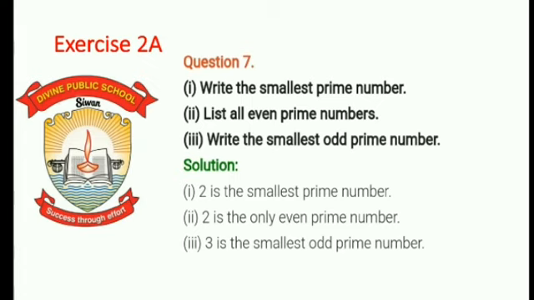On the next slide, we will discuss the seventh question of this exercise. Write the smallest prime number. List all even prime numbers. Write the smallest odd prime number. Here you can see the three answers of this question. 2 is the smallest prime number, second, 2 is the only even prime number, and third, 3 is the smallest odd prime number.